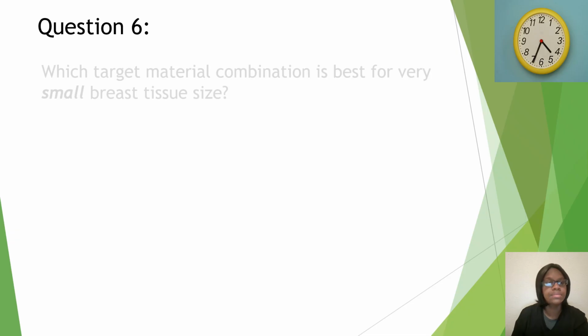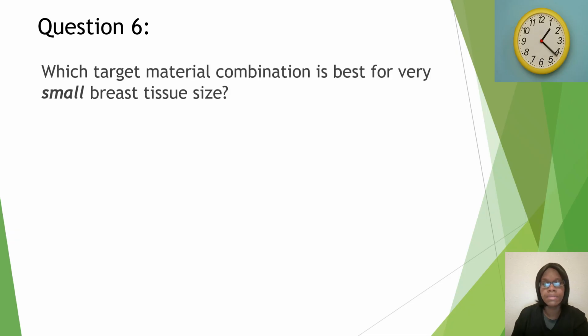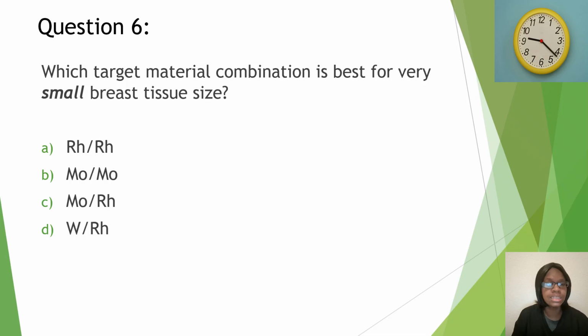Question 6. Which target material combination is best for very small breast tissue size? A, RH, which is rhodium. B, MO/MO, molybdenum. C, MO/RH, which is molybdenum/rhodium. And D, W/RH, which is tungsten/rhodium.